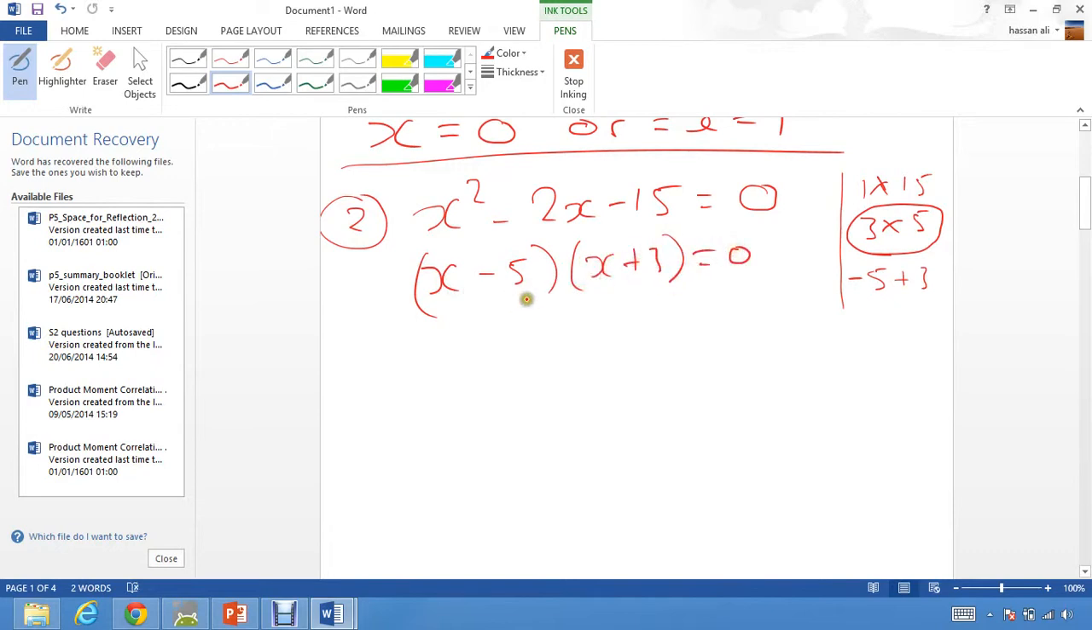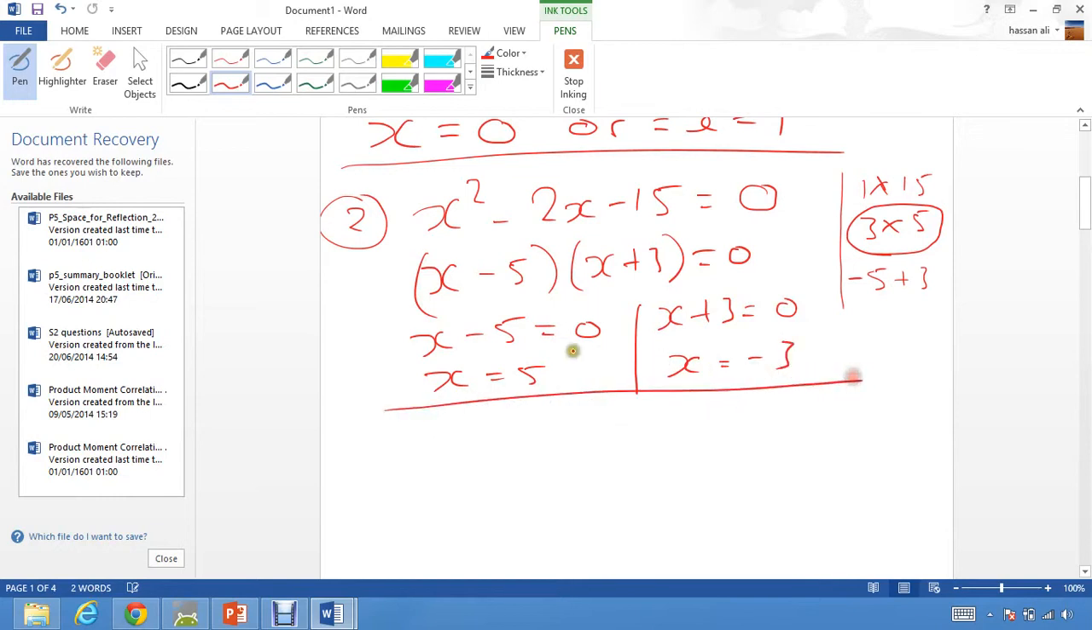Now when you have these two brackets, you treat them separately. So x minus 5 is equal to 0, so x is equal to 5. Or x plus 3 is equal to 0, and then x equals minus 3. So these are your two solutions. Just remember, it's the basics. You should have learned this from GCSE if you're studying C1.